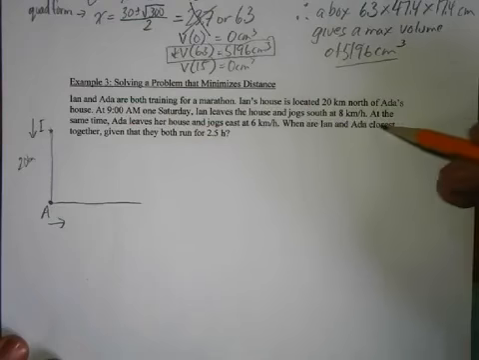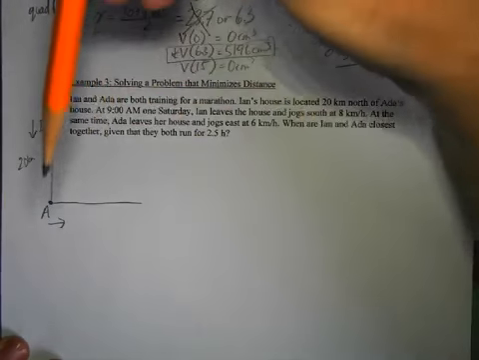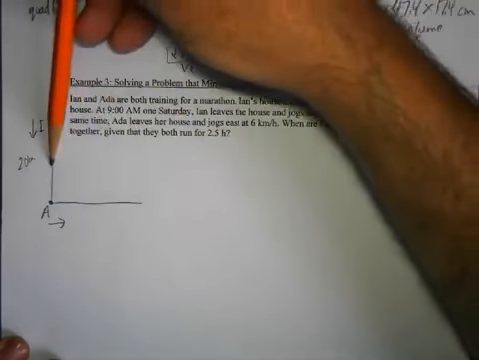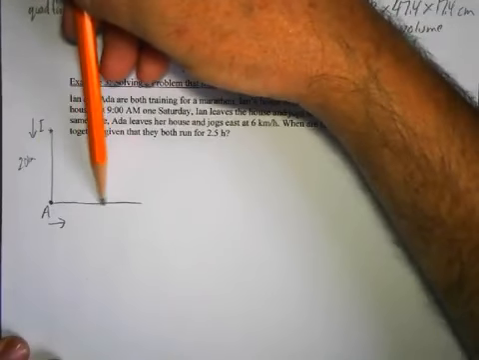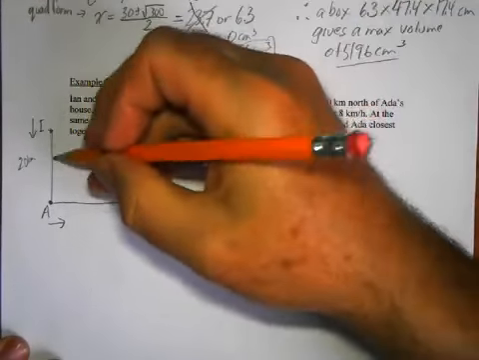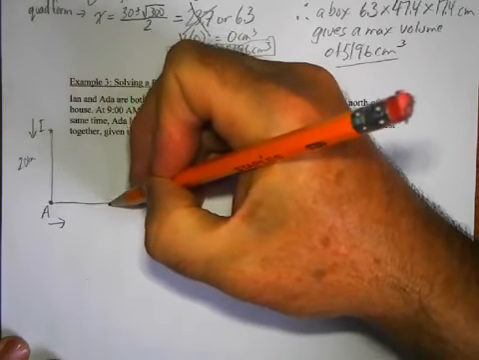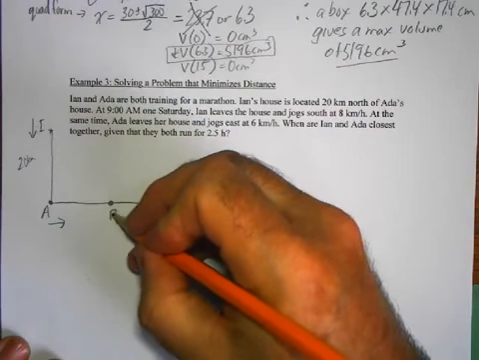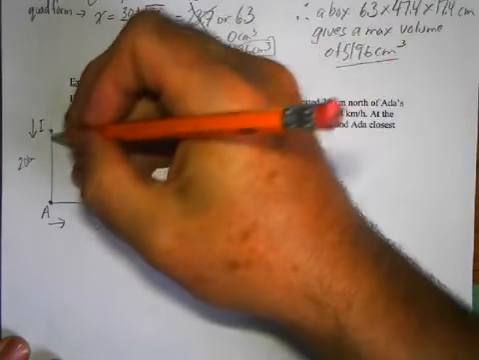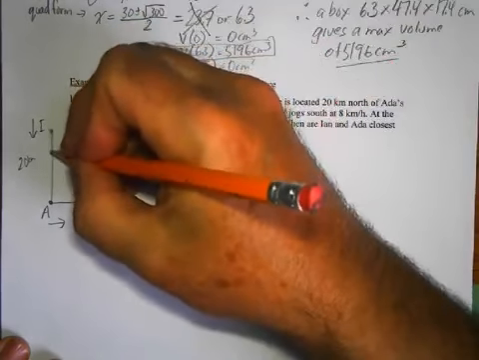When are Ian and Ada closest together, given that they both run for 2.5 hours? So basically, Ian goes for 2.5 hours that way, Ada goes that way. They're different speeds, and there'll be a point where... So Ada will end up here. We'll call this B, and Ian will get to this point. We'll call it J.